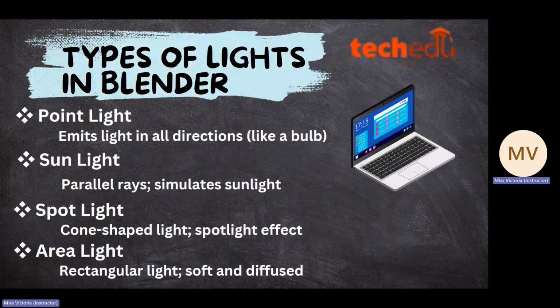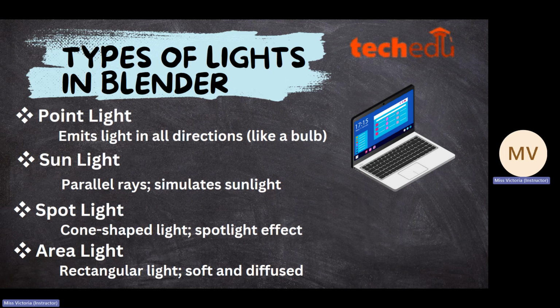Now in Blender, there are essentially 4 types of lights. The first light being the point light. The point light helps us to emit light in all directions, more like a bulb in a scenario. So just the way it is, the point where it is, it helps us to radiate the light in all directions.